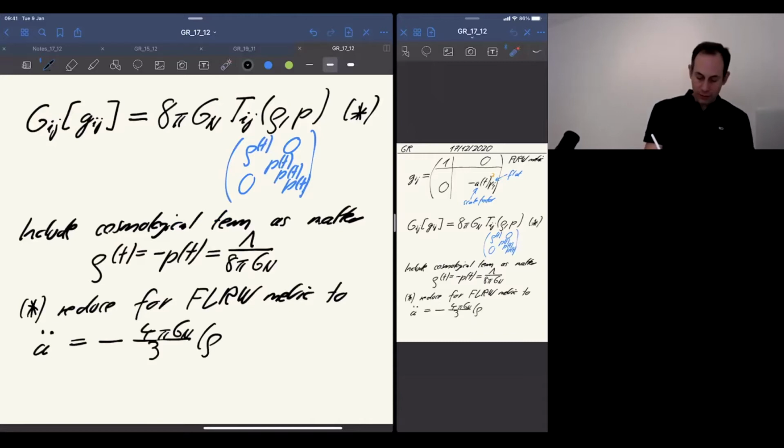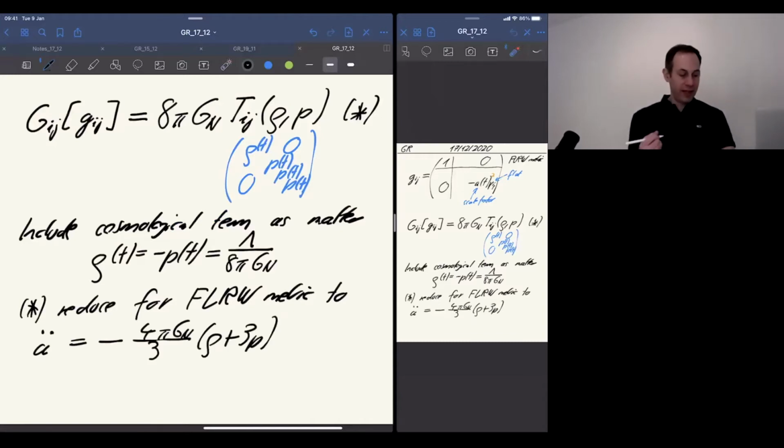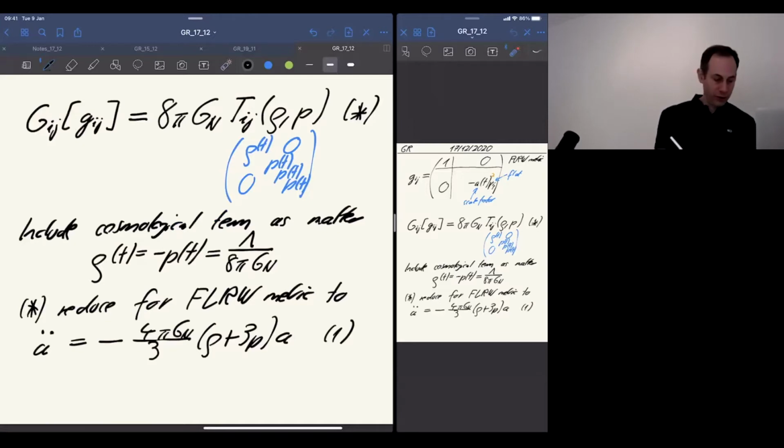It's really just a very straightforward exercise. It takes a bit of time to evaluate all these gamma symbols, but there is nothing conceptual that comes into that. So let me call that equation 1. So that's the first, and the second one looks like this.